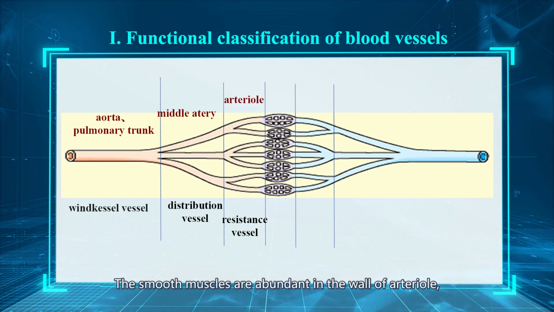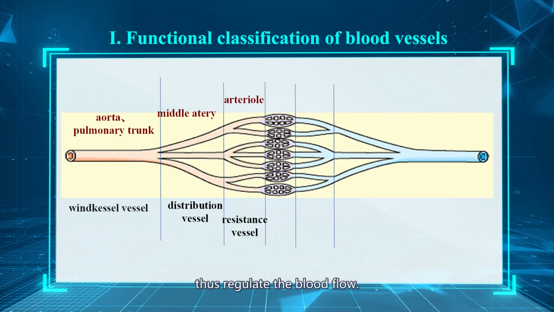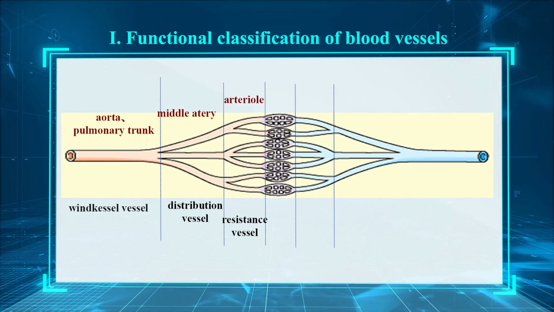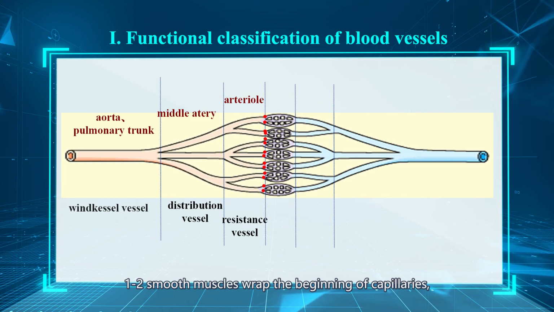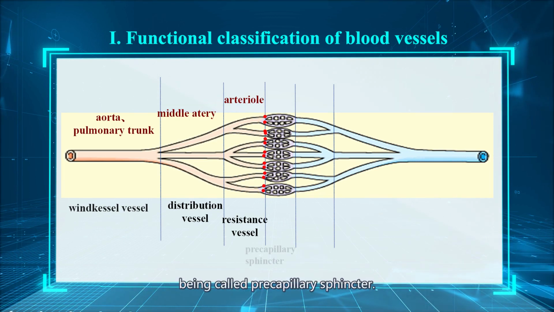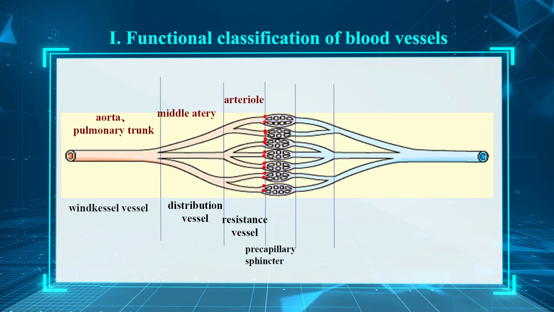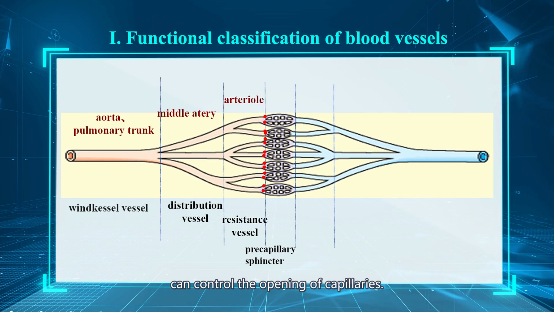The smooth muscles are abundant in the wall of arterioles, and their activities can change the diameter significantly, thus regulating the blood flow. One to two smooth muscles wrap the beginning of capillaries, called the precapillary sphincter. It's part of the resistance vessels and can control the opening of capillaries.